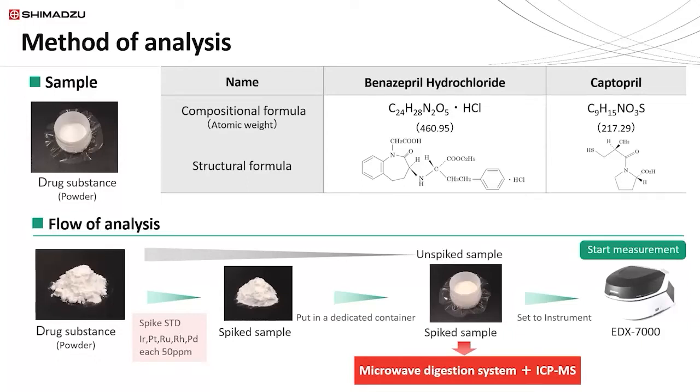Now notice that we're bypassing a massive step. If you wanted to do elemental impurity analysis by ICP-MS, you would need to use a microwave digestion system with all the reagents and consumables associated with that.